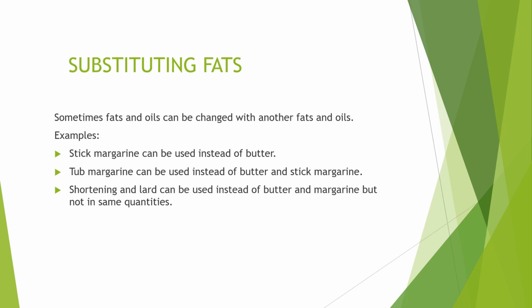Stick margarines can be used instead of butter. Tub margarine can be used instead of butter and stick margarine, while shortening and lard can be used instead of butter and margarine, but not in the same quantities. So these can be used in exchange for the other product.